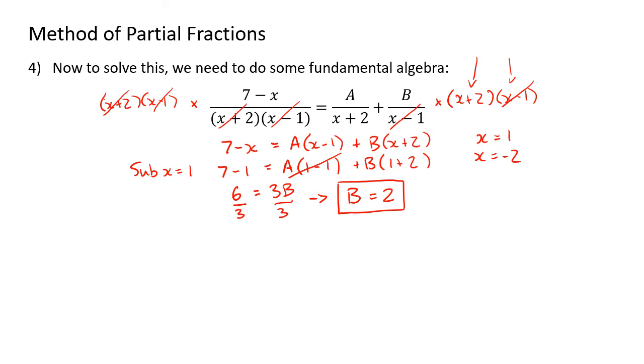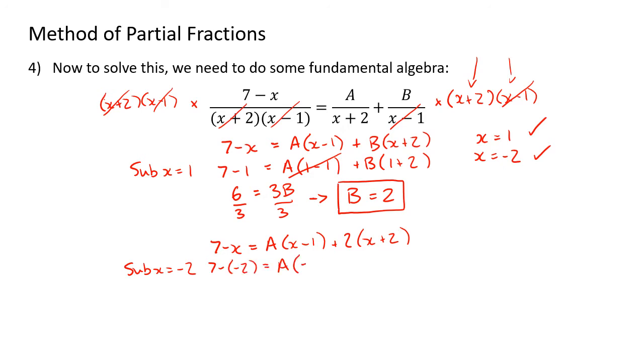Now we can solve for a. We have 7 minus x is equal to a times x minus 1 plus, now we can substitute in for b, 2 times x plus 2. The next factor we can substitute in, we've just done x equals 1. We can now do x equals negative 2. So if we substitute x equals negative 2, we get 7 minus negative 2 is equal to a times negative 2 minus 1 plus 2 times negative 2 plus 2.